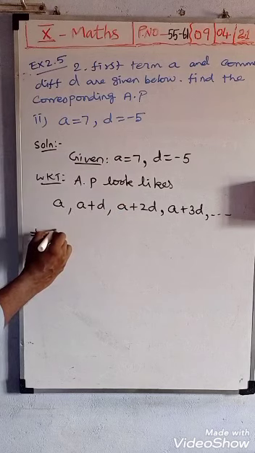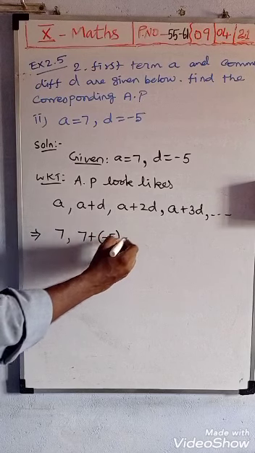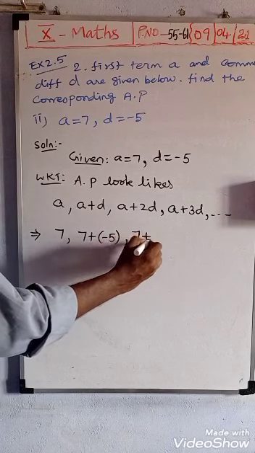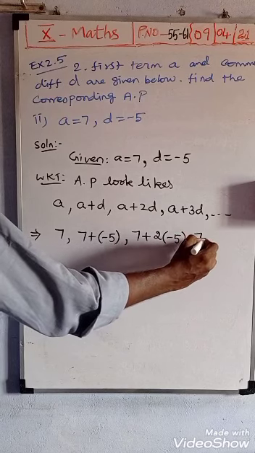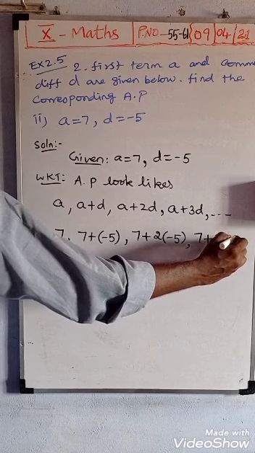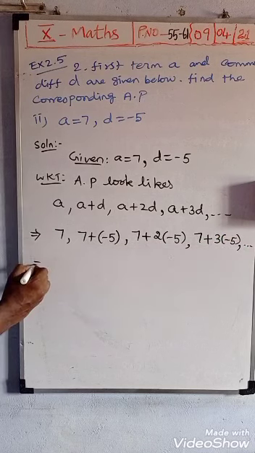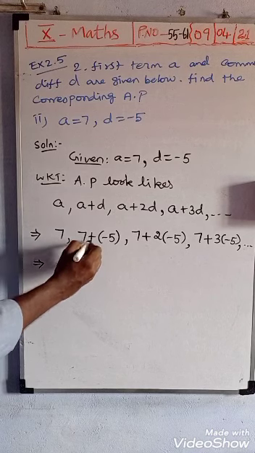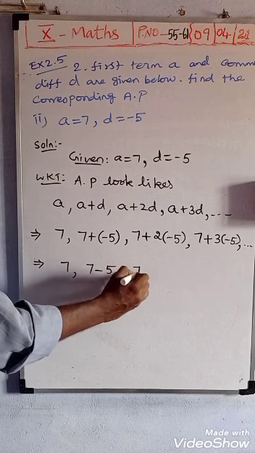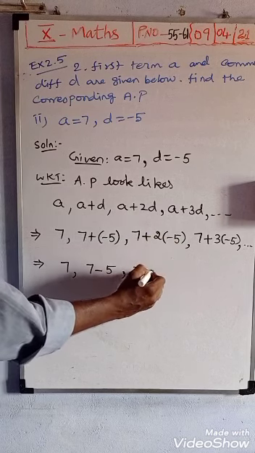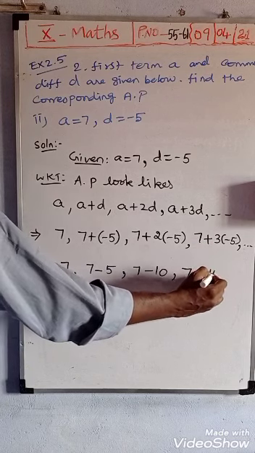Now you substitute in this value. A is 7, so 7 comma, 7 plus minus 5, because D is minus 5. Next, A is 7 plus 2 times of minus 5. Next, A is 7 plus 3 times of minus 5, comma, up to etc. Now you should write 7 comma, 7 minus 5. Yes, 7 plus 2 times minus 5, 2 fives are 10, so minus 10. Next is 7 plus 3 times minus 5, 3 fives are 15.